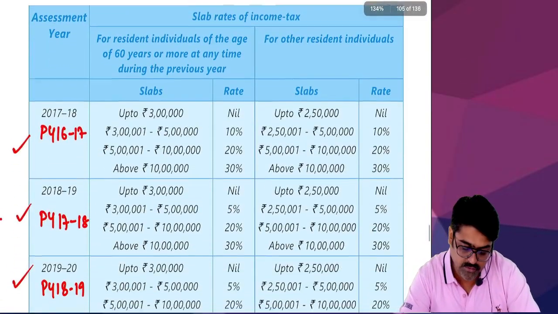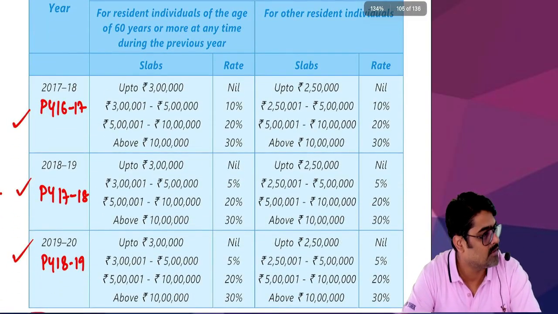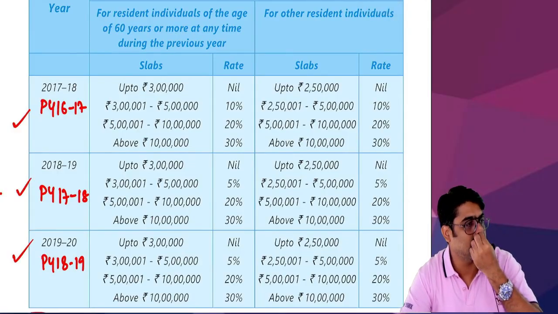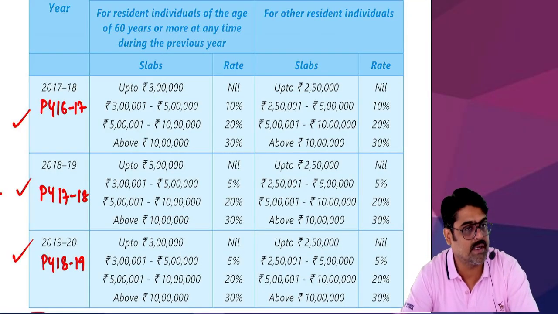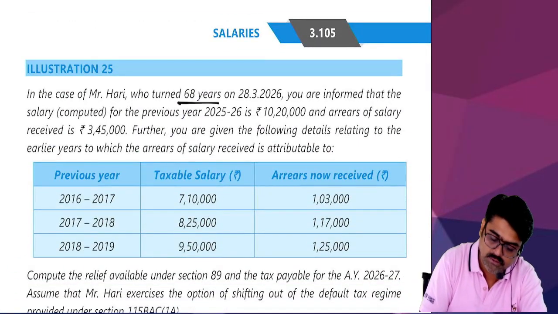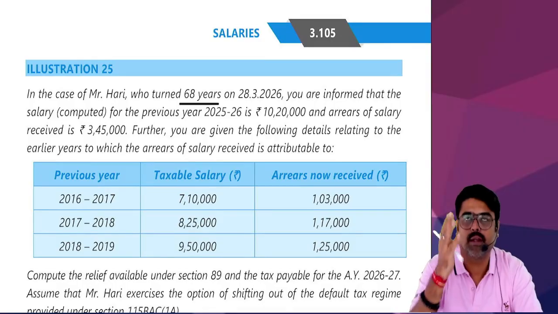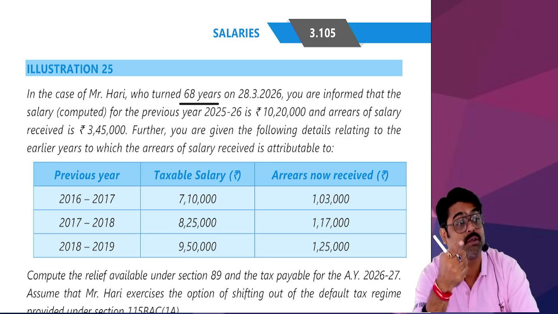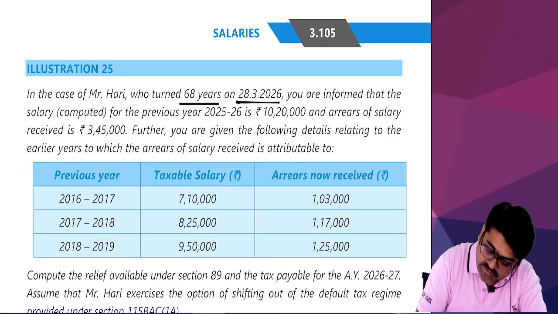On that, what rate should I apply? Because there are two rates: one rate if the assessee is a senior citizen, one rate if the assessee is not a senior citizen. Which rate should I apply? The assessee's age is 68 years today. So in 2025, he was 67 years. 28th March 2026, he is turning how much?